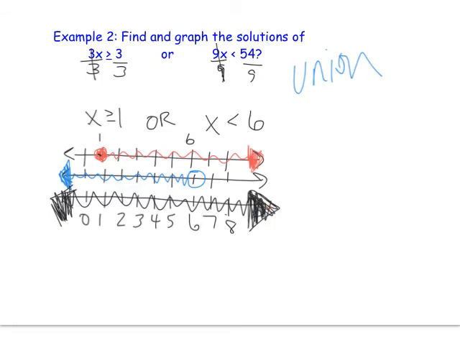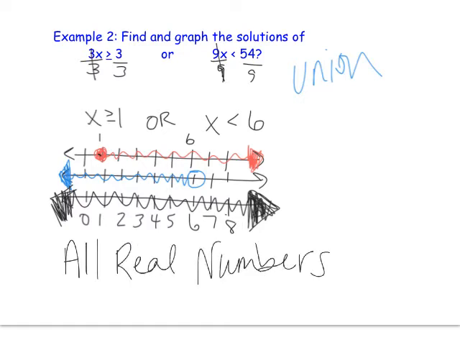So we could say that the solution here is all real numbers. Or we could use this double bar R. That's the symbol that means all real numbers. In interval notation, we would say all numbers from negative infinity up to infinity are included in this solution.